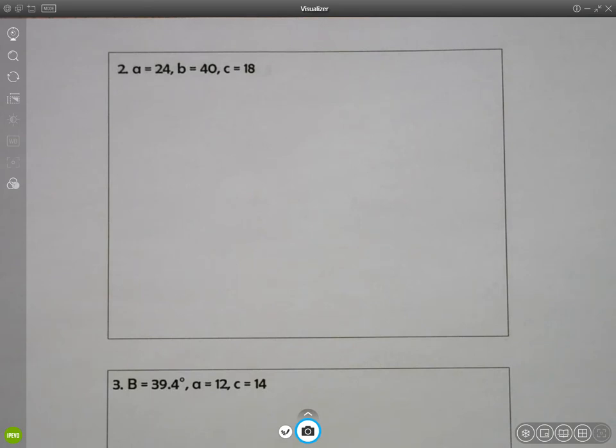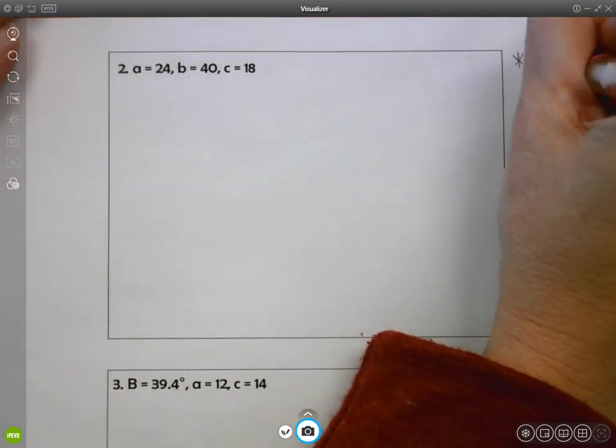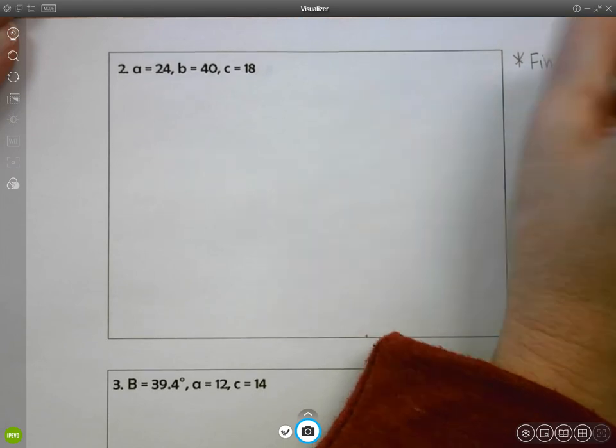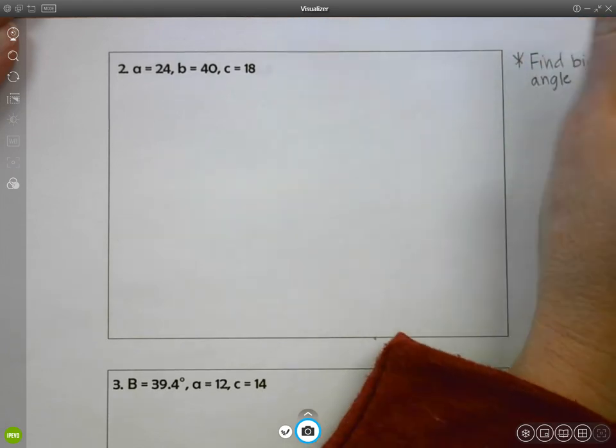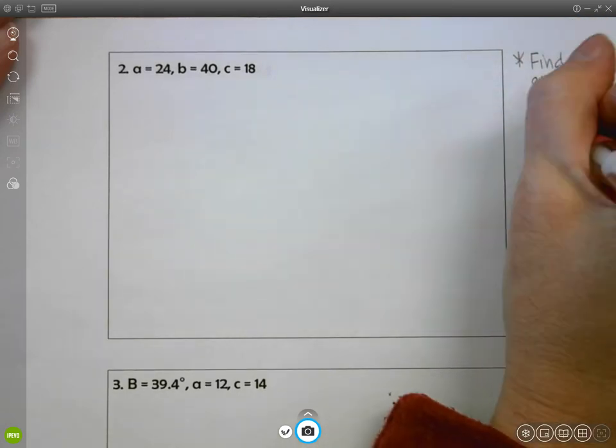So my rule of thumb is when you're given 3 sides, always find the biggest angle first using the law of cosines, and then from there it doesn't matter what you do. All right, so make yourself a note to find the biggest angle first when you're given 3 sides. And then you'll never get things wrong.